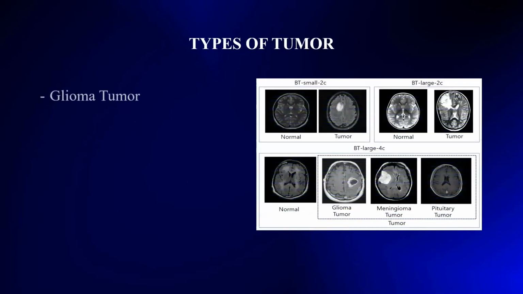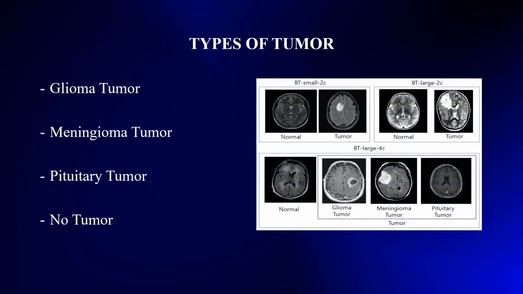Now let's look at the types of tumors. So there are basically three types of tumors, namely glioma, meningioma, and pituitary. The glioma originates in the brain but can be found in the spinal cord. The meningioma originates in the meninges, the outer layer of tissue that covers and protects the brain just under the skull. The pituitary adenomas develop from the pituitary gland and tend to grow at a slow rate.